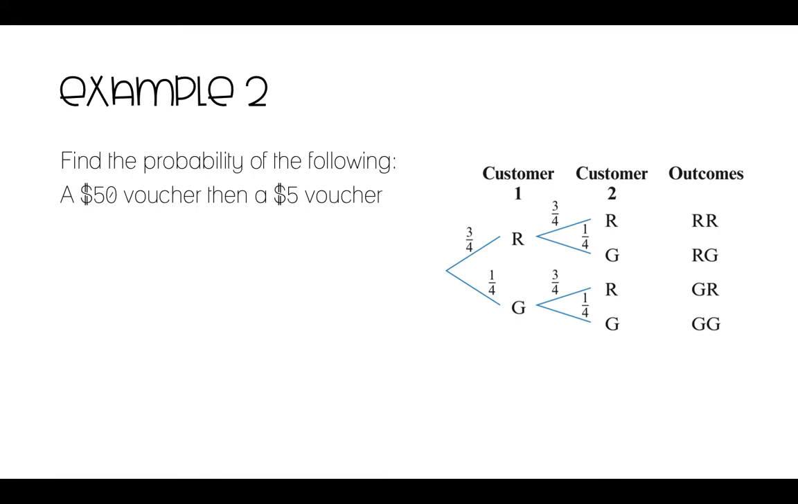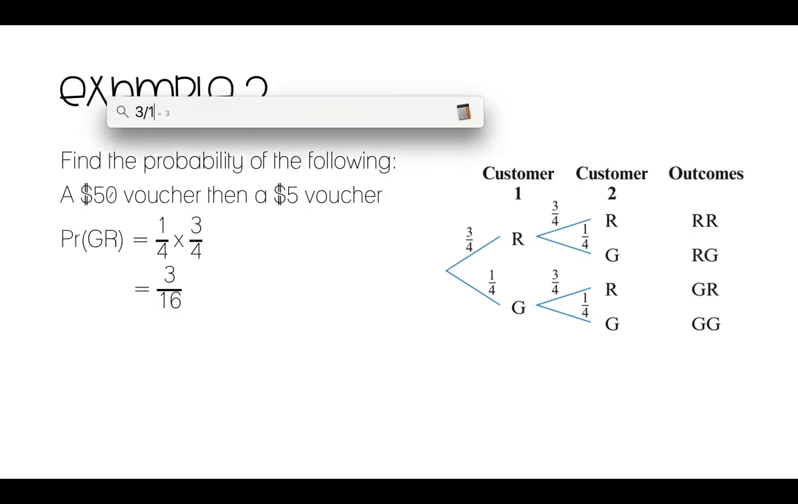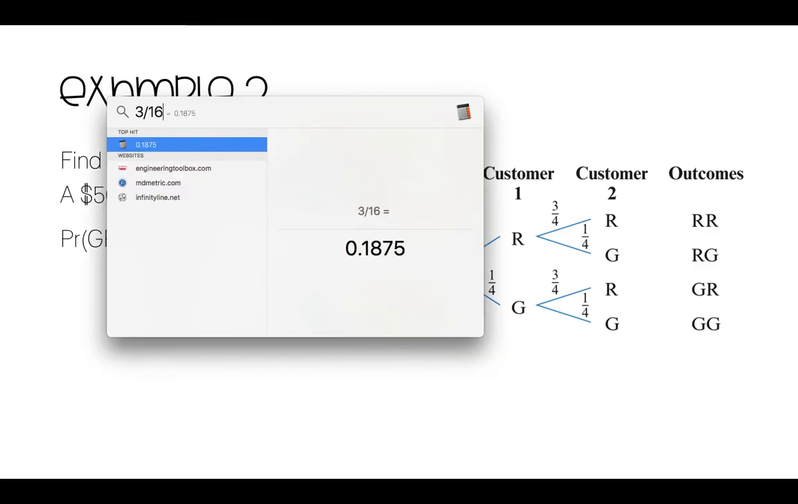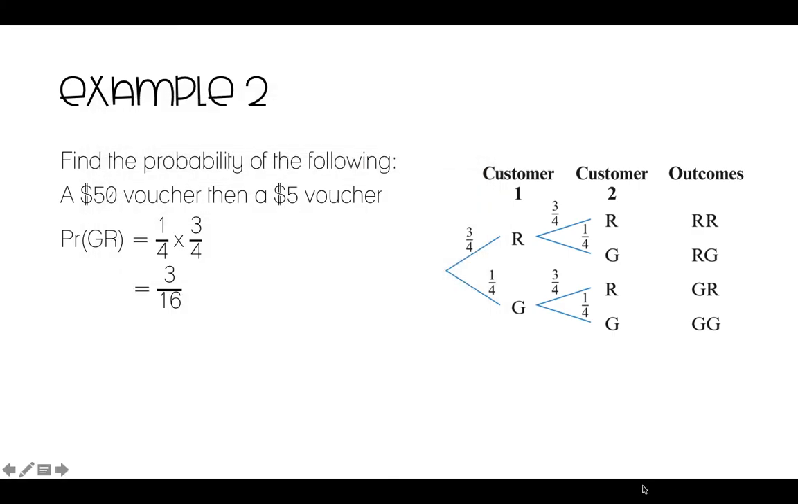Find the probability of getting a $50 voucher, then a $5 voucher. So we're looking for a green and then a red. So in this case, we're going 1/4 times 3/4, which gives us 3/16. And I probably should have done both of these again as decimals. So 0.188. So terrible drawing, but that's okay, we get the idea.